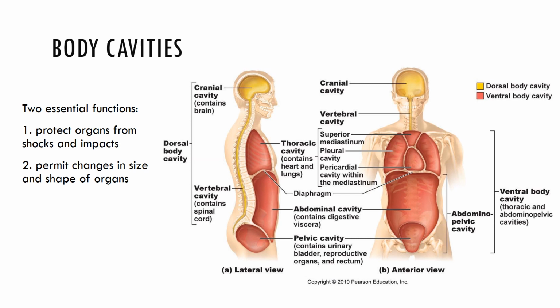Now you have the abdominal cavity and the pelvic cavity. This is sometimes also referred to as the abdominopelvic cavity. The abdominal cavity contains digestive organs. The pelvic cavity contains the bladder, reproductive organs, and rectum.